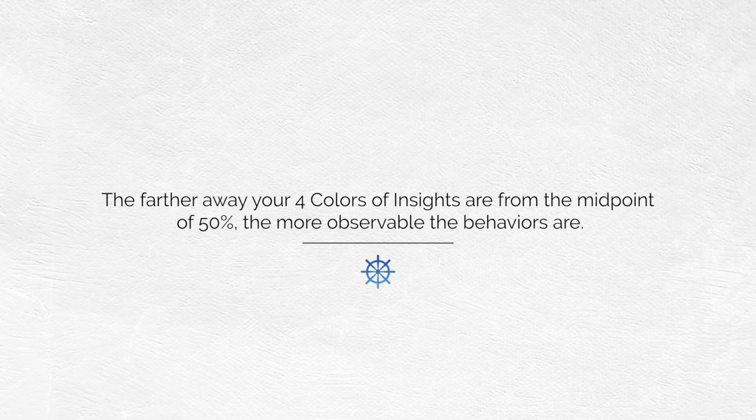This chart is created from the assessment you took, specifically from the behaviors you claimed that you said yes to. There's a weighted value placed on each of our responses as we say yes. I claim this behavior or perception or act. I do it. Please note, this one may change over your lifetime and circumstances. The midpoint of 50% here is important. The farther away your 4 colors of insights are from this midpoint, the more observable the behaviors are.